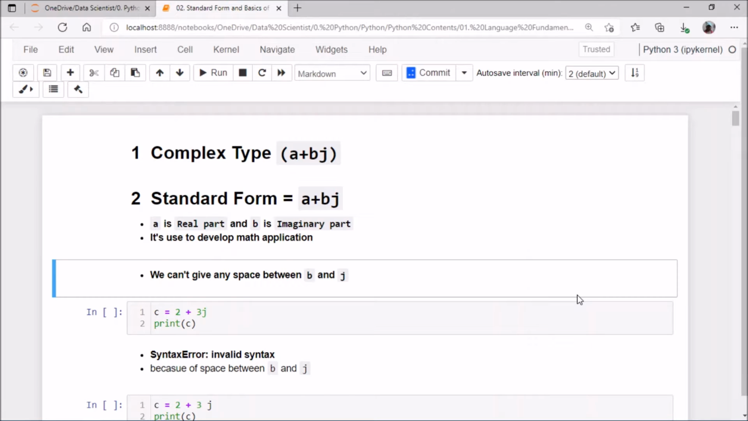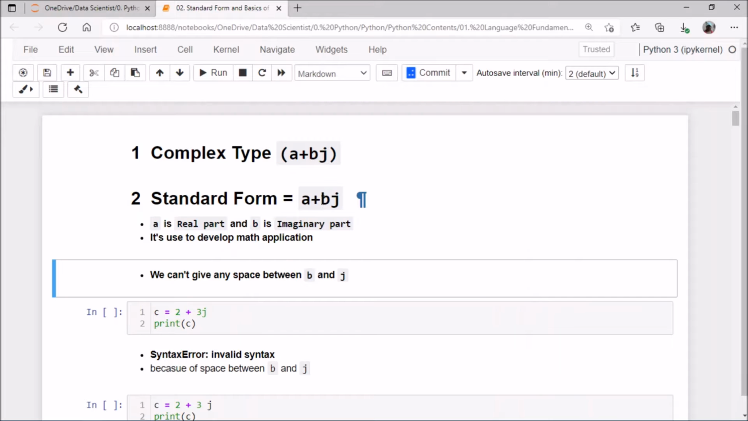So we have to understand the standard form of complex number. Like in class 10th, 11th or 12th, you have learned x plus iy. Anything which is in the form of x plus iy will be considered as a complex number. But here, instead of i, we must use j only. Okay, so let's jump into the topic, that is the complex number.